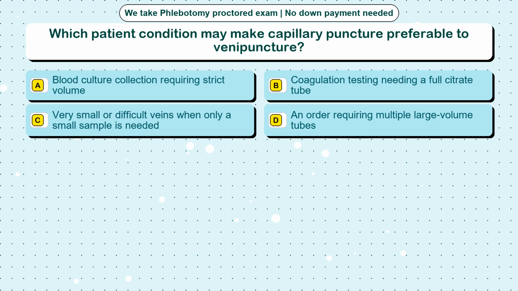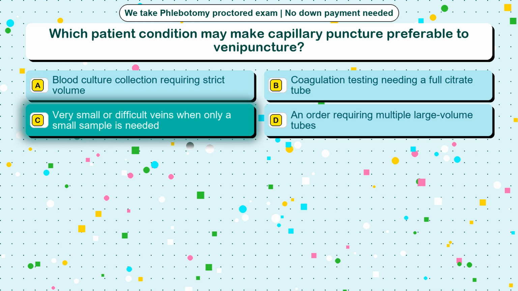Question 18. Which patient condition may make capillary puncture preferable to venipuncture? Option A. Blood culture collection requiring strict volume. Option B. Coagulation testing needing a full citrate tube. Option C. Very small or difficult veins when only a small sample is needed. Option D. An order requiring multiple large volume tubes.